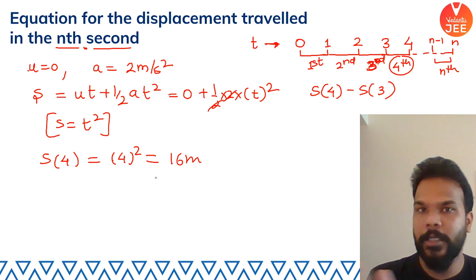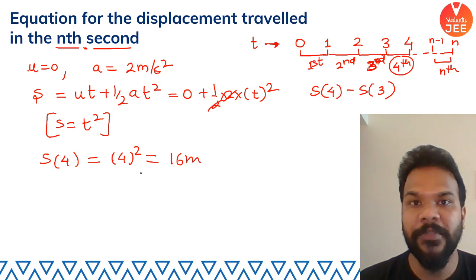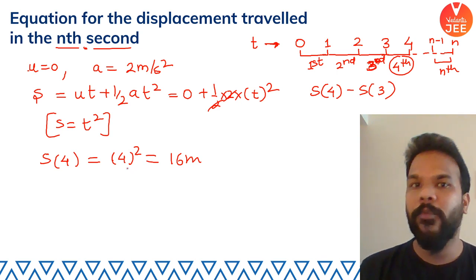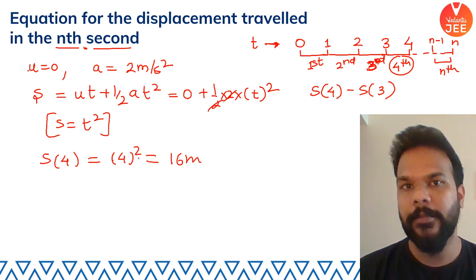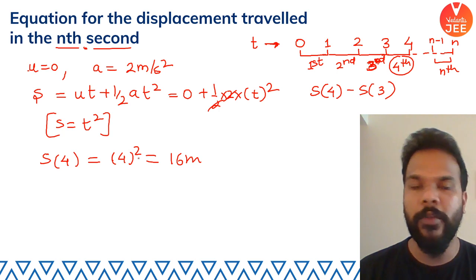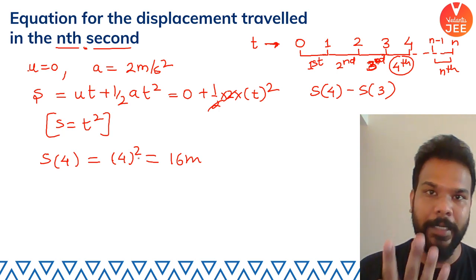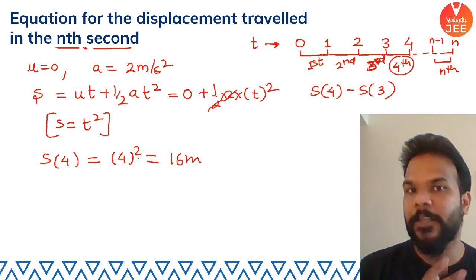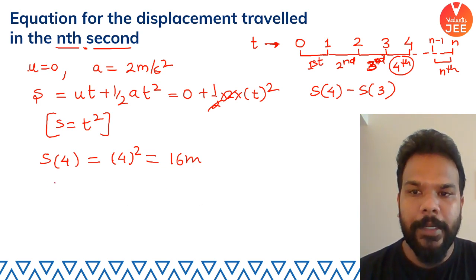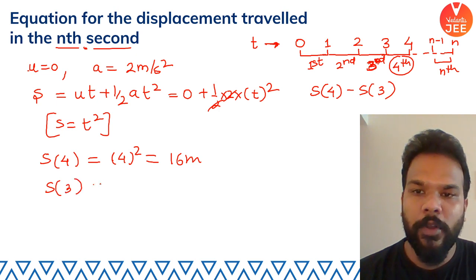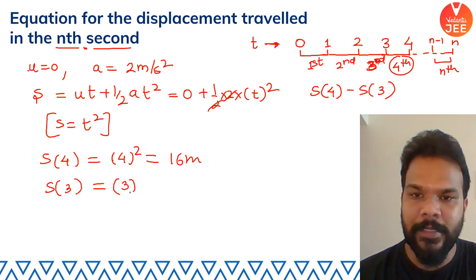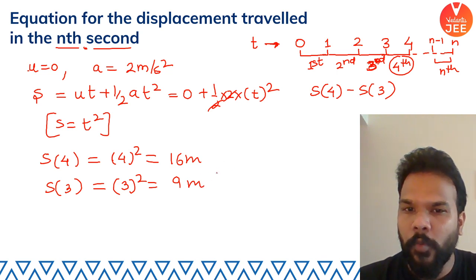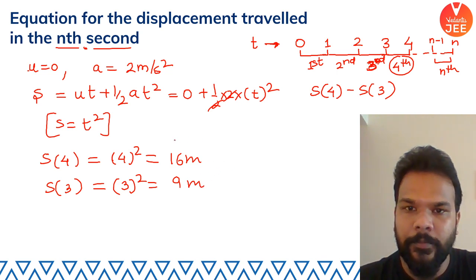So if the body covers a total time of 4 seconds, then the total displacement that the body will cover is 16 meters. Okay, starting from t equal to 0, if I let the body travel for 4 seconds from its initial position, the body is now at a displacement of 16 meters. And if I now calculate where the body was after 3 seconds, what I'm getting over here is 9 meters. So what do you see here, guys? What do you see here?